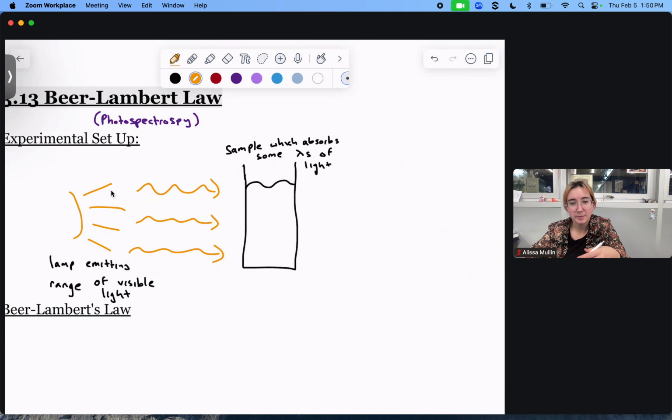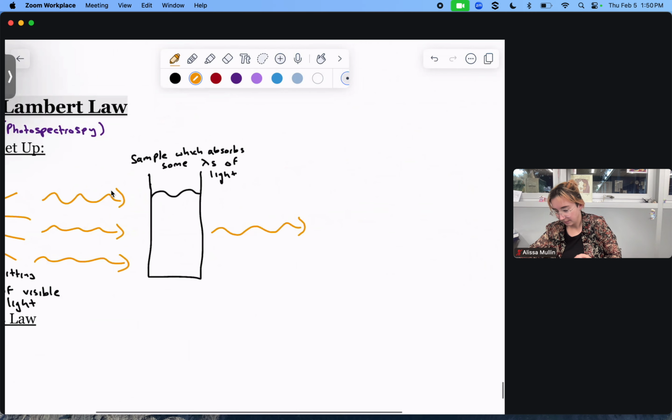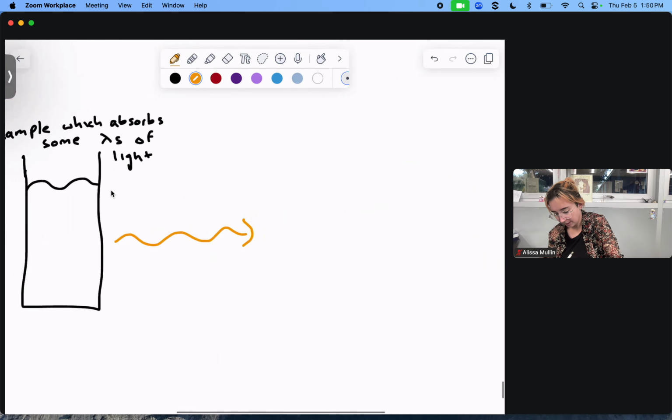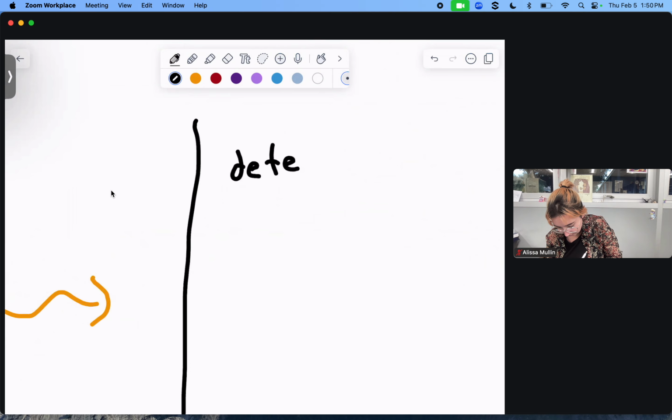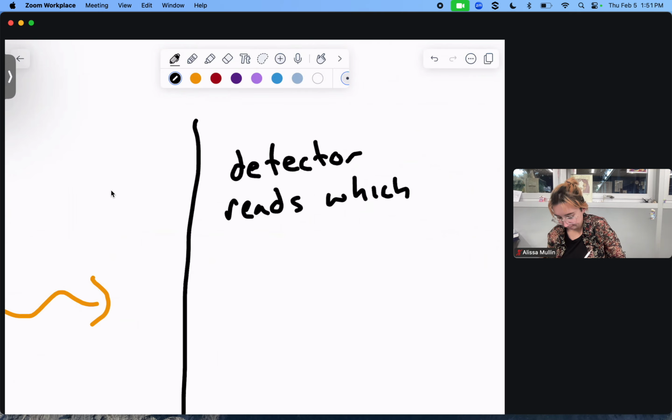So let's say all these different types of light are hitting it, and the top one and the bottom one get absorbed, but then one more passes through. Or all of the light from the lamp, and only a certain amount gets to go through, depending on the application. Then there's a detector at the other side of the machine, which tells which wavelengths got to pass through. So it knows that it put out all of the wavelengths, and then the detector reads that only this one got through, so the rest of them must be absorbed.